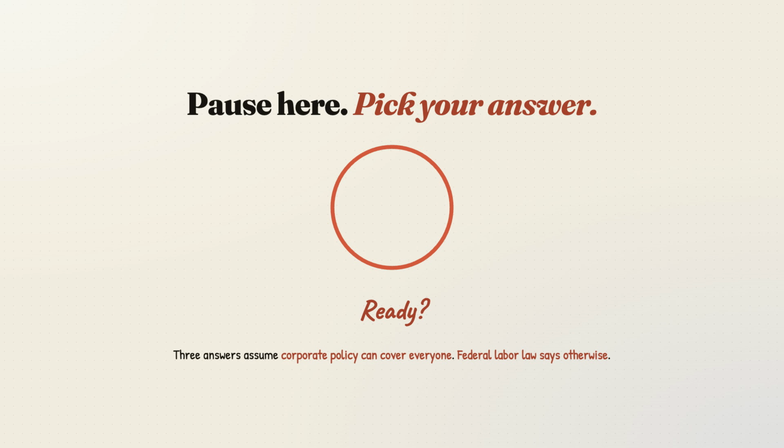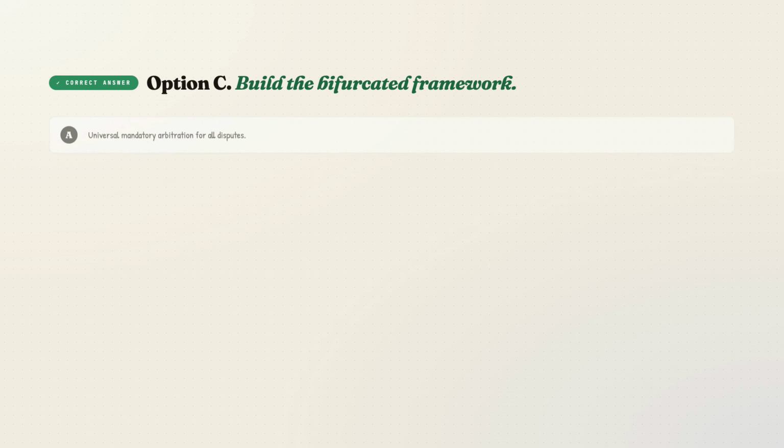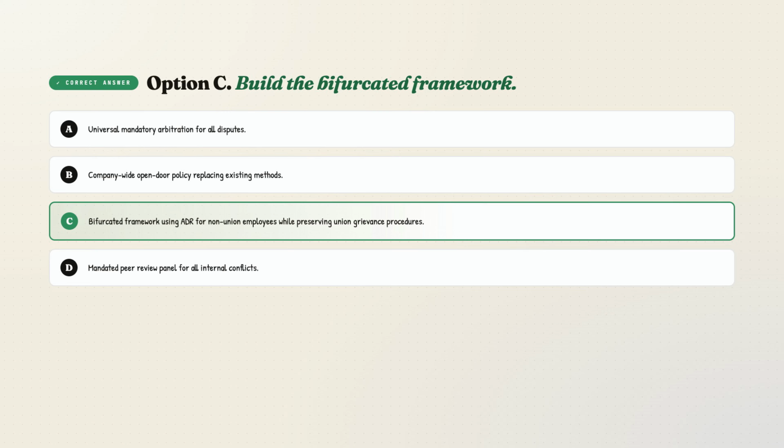3 answers assume corporate policy can cover everyone. Federal labor law says otherwise. The correct answer is option C. Institute a bifurcated framework that uses alternative dispute resolution for non-union employees while preserving the union grievance procedures.